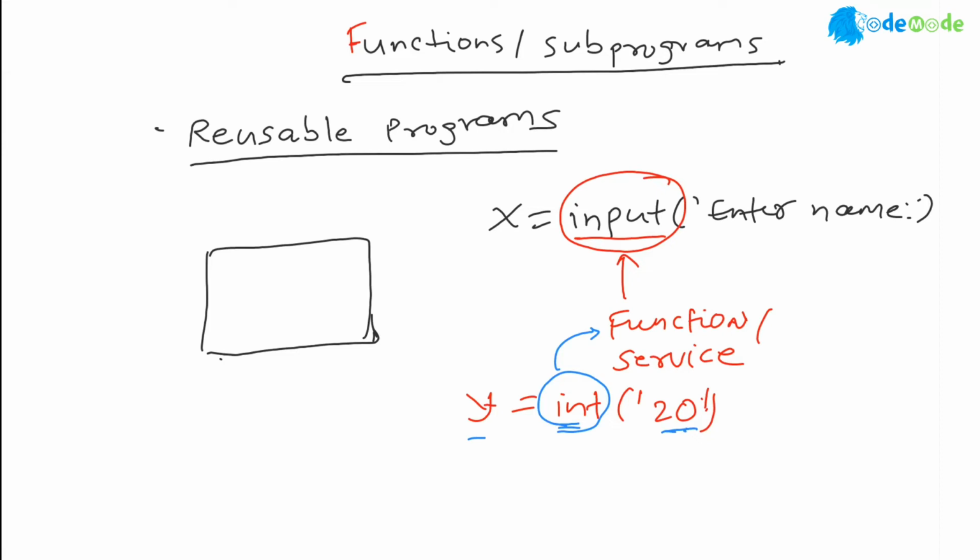Why did we do that? Because that saves us time. That makes us reuse the code somebody wrote. The int is a program written by someone in the Python team and given to us, and we say use it. Similarly, we learned many functions, right?